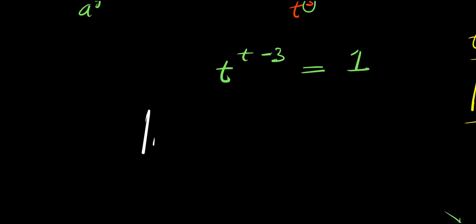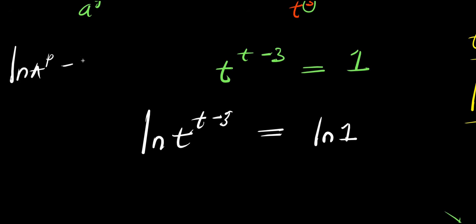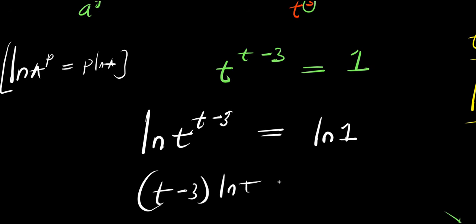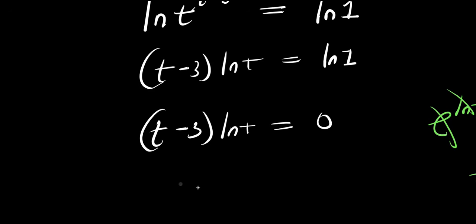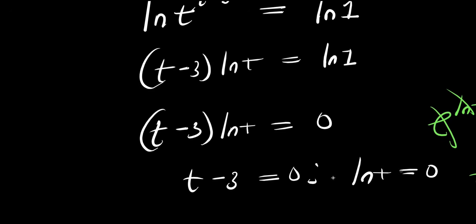Now, if I take the natural log of t power t minus 3 equals natural log of 1. Remember, natural log of a power p equals p times natural log of a. So t minus 3 times natural log of t equals natural log of 1, which is 0. So I have t minus 3 equals 0 and ln of t equals 0.